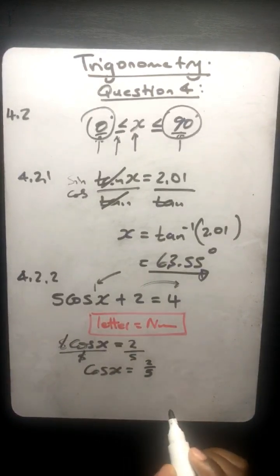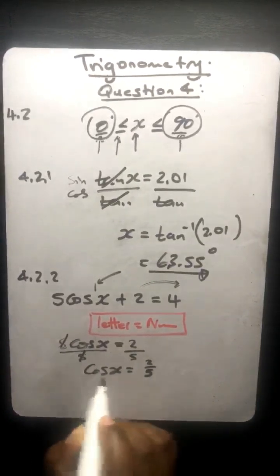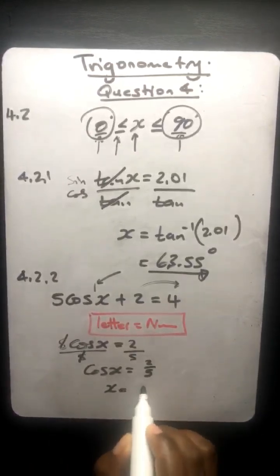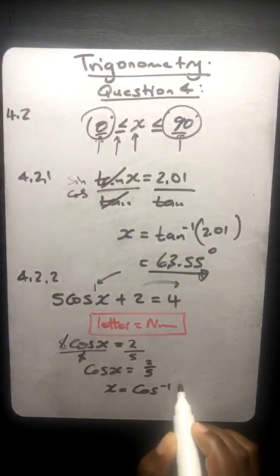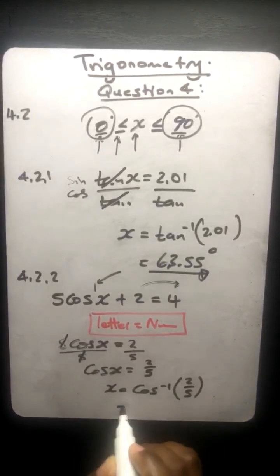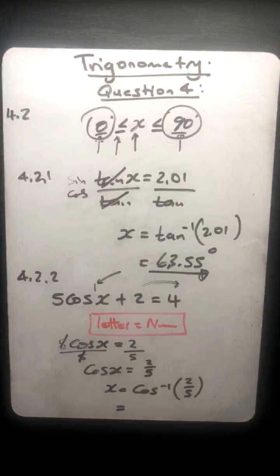So can you see, Matapelo, you are at that stage where you need to remove that trig ratio from that. So you don't divide, but you're going to say the inverse function of that over that. What answer are you getting there?